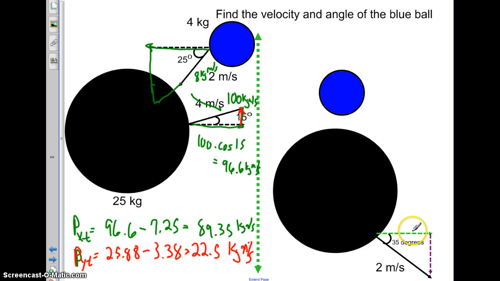Now we're going to start to analyze this side over here. Again, this 2 meter per second will mess you up, so don't use it. Just take the momentum: 2 times this object, which we can see from before was 25. So this side is now 50 kilogram meter per second. We're going to break this up into the horizontal and vertical components. For the horizontal component, I take 50 times the cosine of 35 degrees.